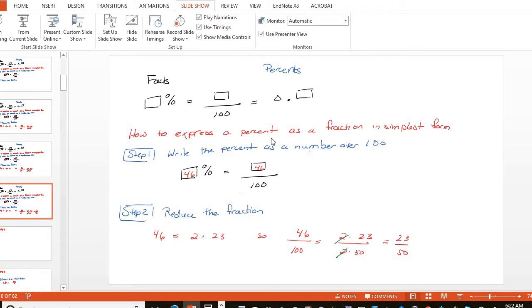So just recapping, if I'm supposed to express a percent as a fraction in simplest form, what I first do is I take that percent that's given to me and I place it over 100. The next step is to reduce the fraction. The simplest way to do that, or the way that is most efficient, is to take out common factors. 46 is really 2 times 23. 100 is really 2 times 50. So they have a common factor of 2, and the 2 drops out, and we get 23 over 50.